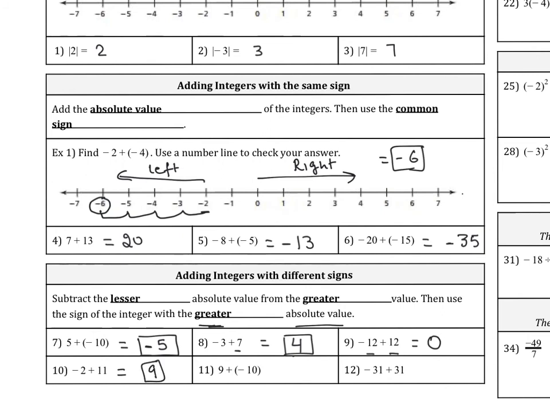And number 11 is 9 plus negative 10. So you're subtracting the lesser absolute value, which is 9, from the greater value, which is 10. So subtract 9 from 10, that gives you 1. And then you keep the sign of the integer with the greater value. The sign of the greater value is negative, because the greater value is 10, and the sign of 10 is negative. So negative 1 will be your answer.